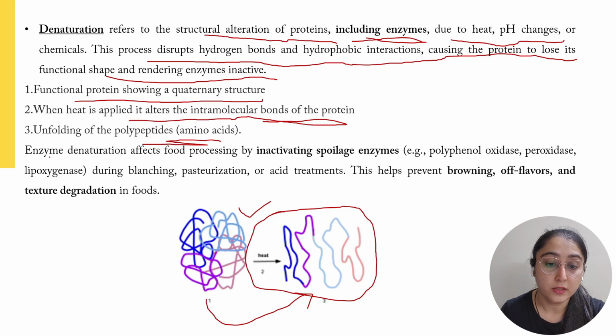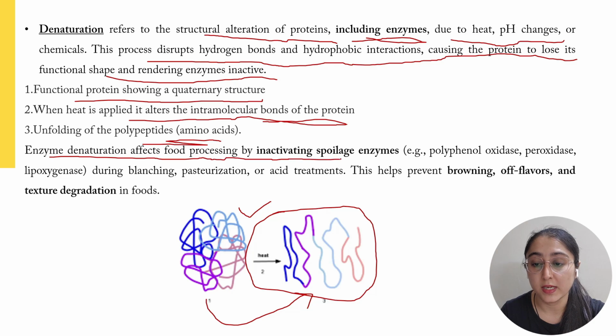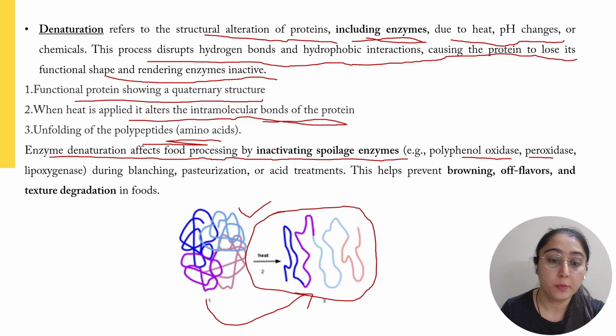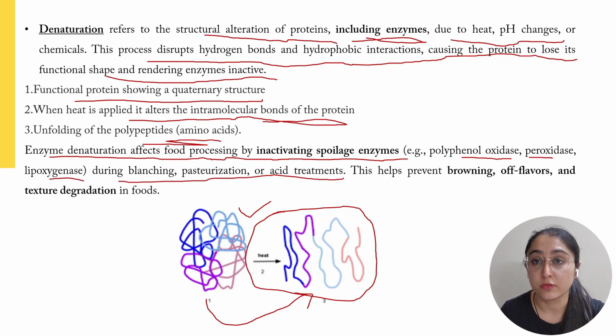So unfolding has occurred, and enzyme denaturation affects food processing by inactivating certain spoilage enzymes. That is also desirable sometimes, when we are able to inactivate spoilage enzymes such as, let's say, polyphenol oxidase to prevent enzymatic browning, or peroxidase and lipoxygenase during blanching, pasteurization or heat treatments. This helps to prevent browning, off flavor or texture degradation in the food products.